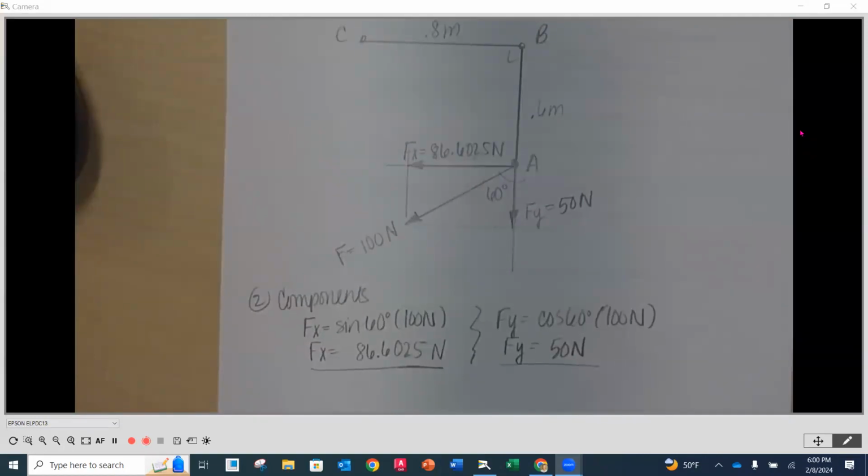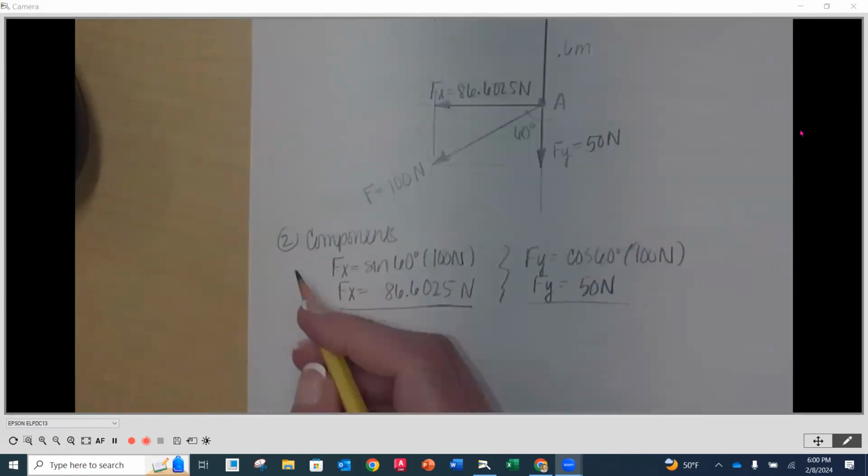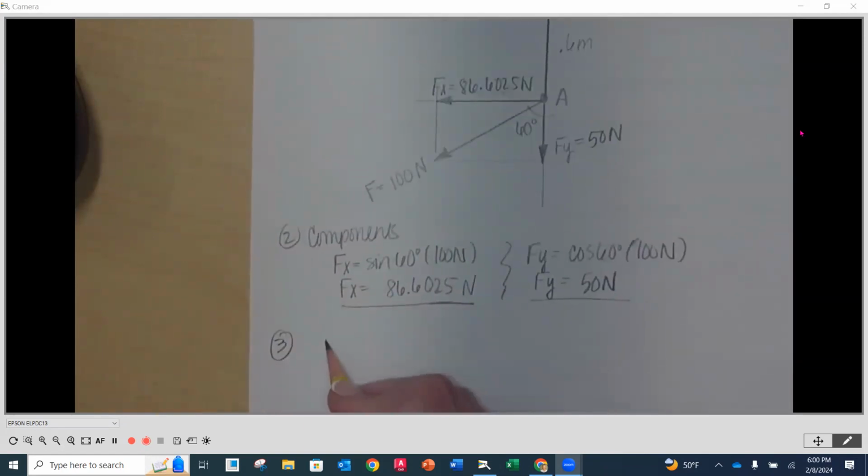Okay, any questions so far? This is all familiar. Nothing's new here. Now what we want to do is determine the moment around point C, okay? So step number 3 then, we're going to sum our moment about point C.